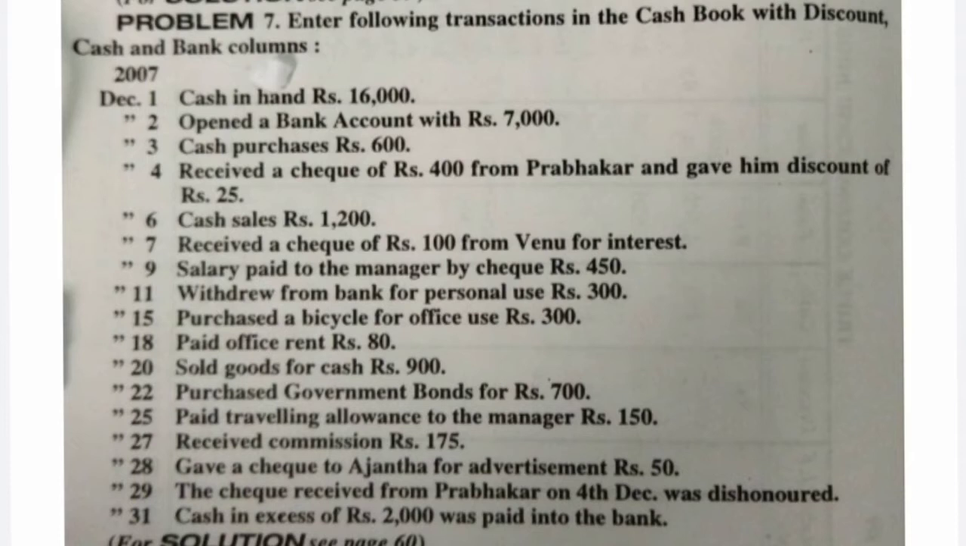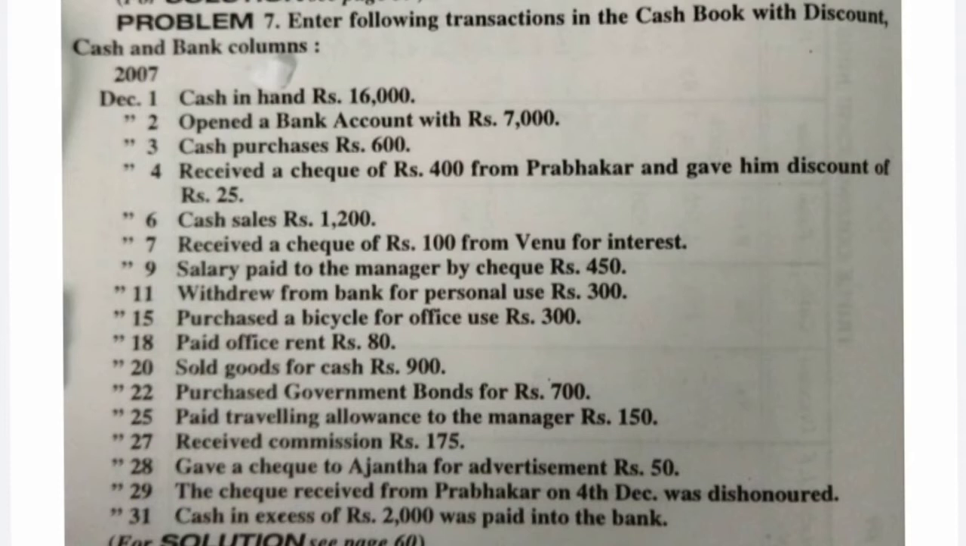So the entry would be bank account debit to cash account. Credit the cash column with 7,445 and debit the bank column with 7,445. This would be the entry, and then balance the bank column as it is.